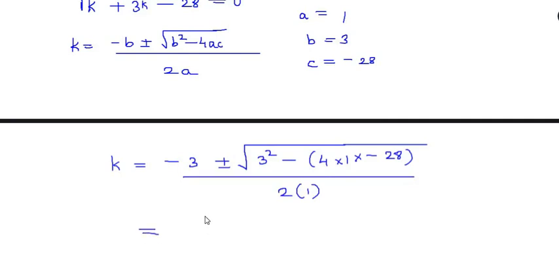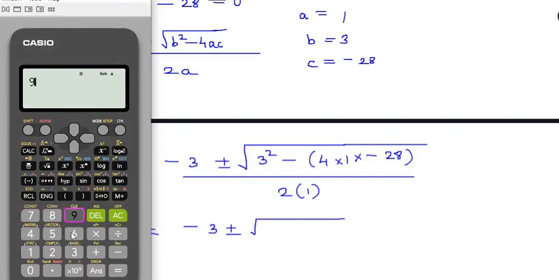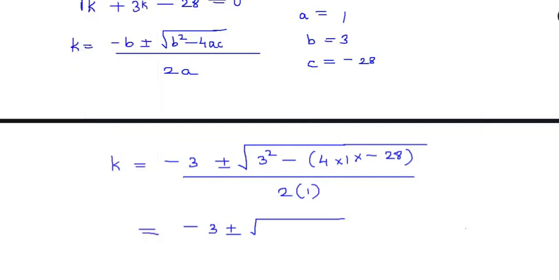So let's solve this first and see what we will get. It is minus 3 plus minus, let us see the square root, what answer it gives us. So 3 square is 9, 3 square minus, in the bracket, 4 times 1 times minus 28. So we get it as 11. So the square root value is 11. So we can just write it here as 11 over 2.